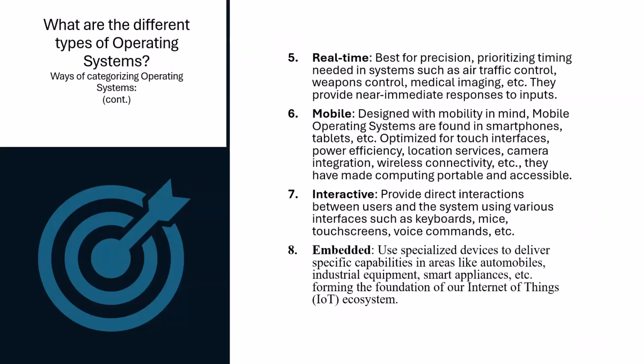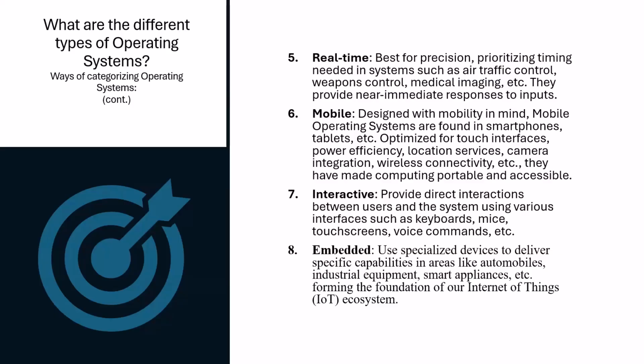And of course, you have real-time systems. These are used in areas such as traffic control, weapons control, medical imaging, because they can provide near immediate response to inputs. A mobile system is designed, of course, with mobility in mind. You're going to find that on smartphones, tablets. They're usually optimized for touch interfaces, power efficiency, camera integration, wireless connectivity, GPS. They're the ones that have made computing portable and accessible to us all.